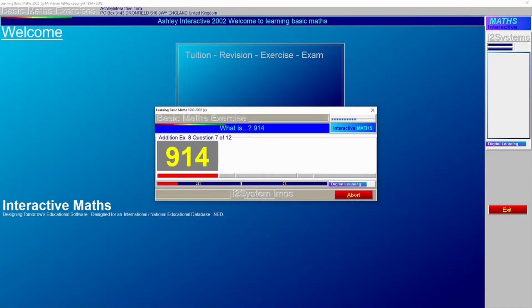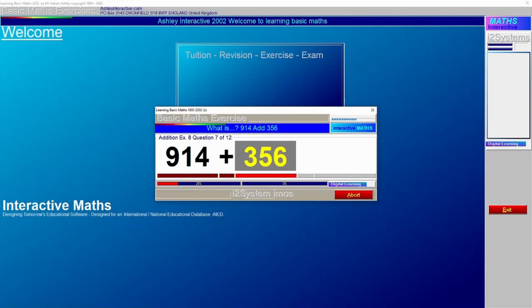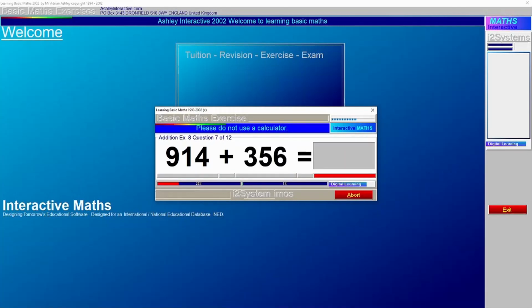What is 914 add 356 equal to? That is the correct answer.